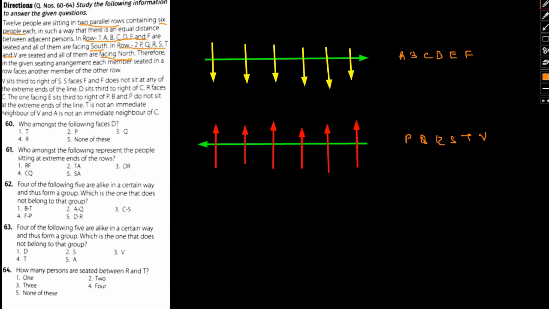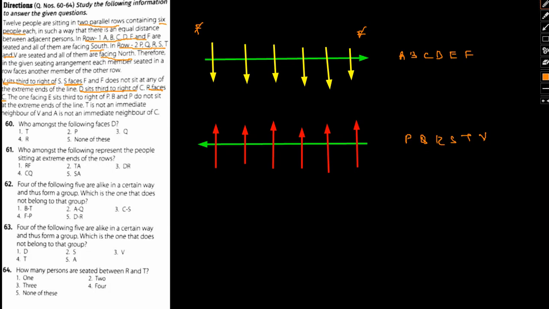Okay, V sits third to the right of S. S faces F. F does not sit at any of the extreme ends, so we don't have F here, and we don't have F here. D sits third to the right of C. R faces C, so R and C face each other. S faces F, R faces C.